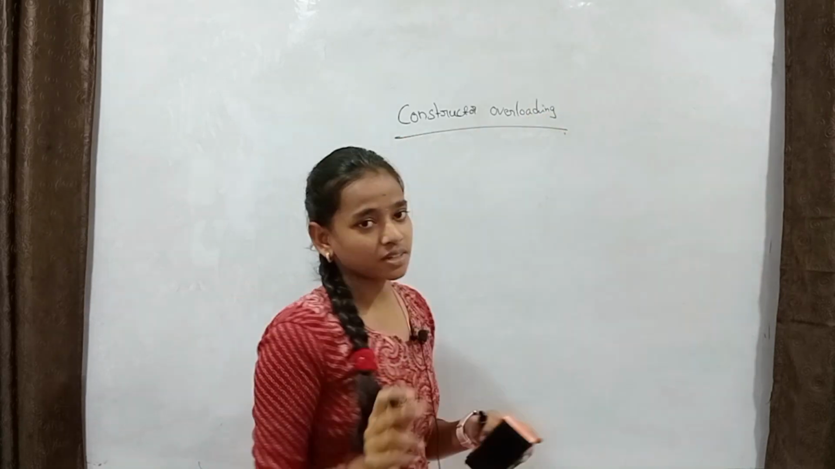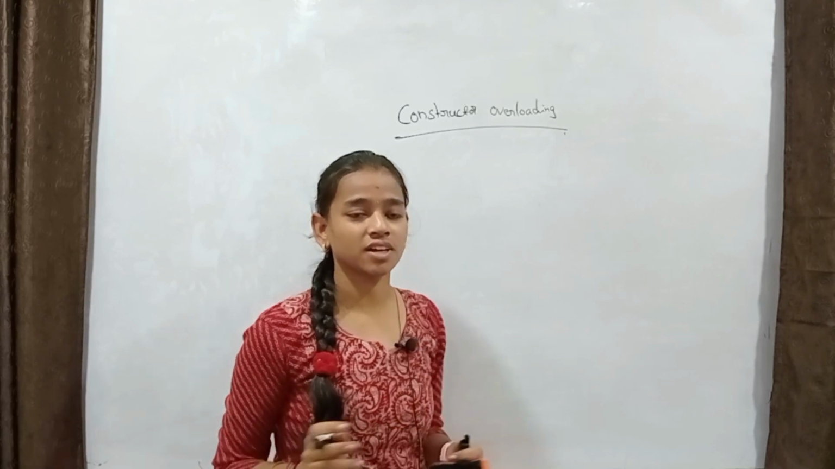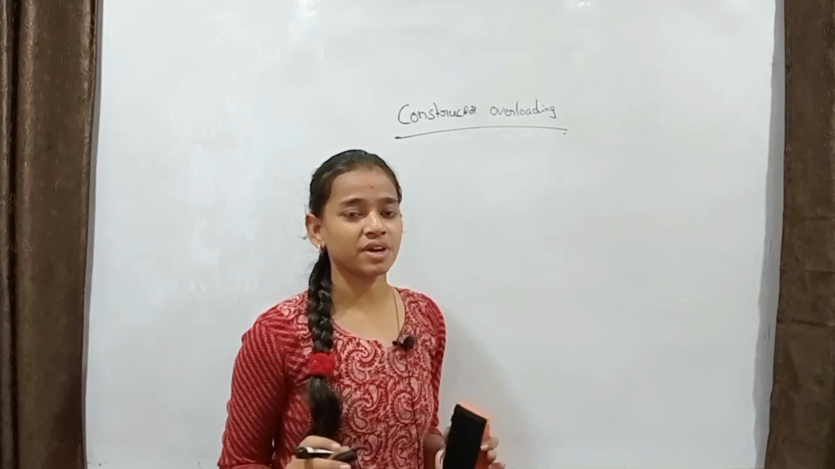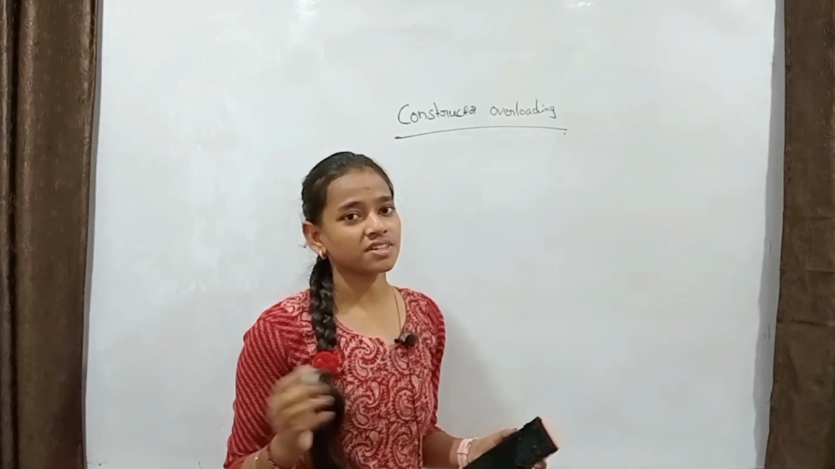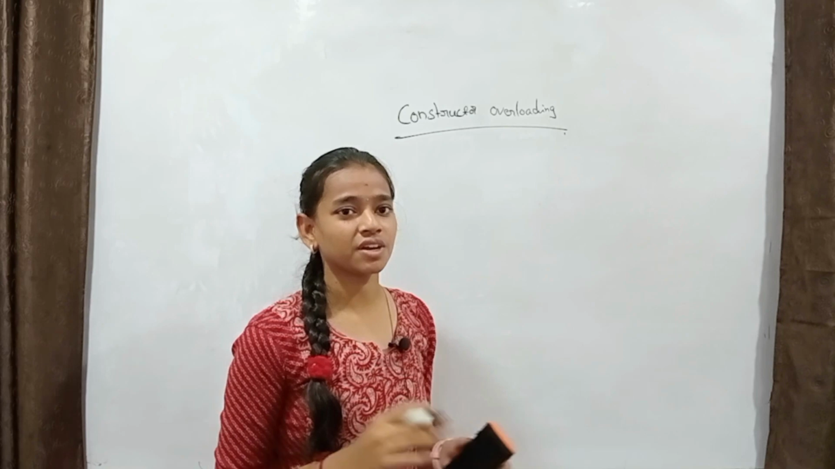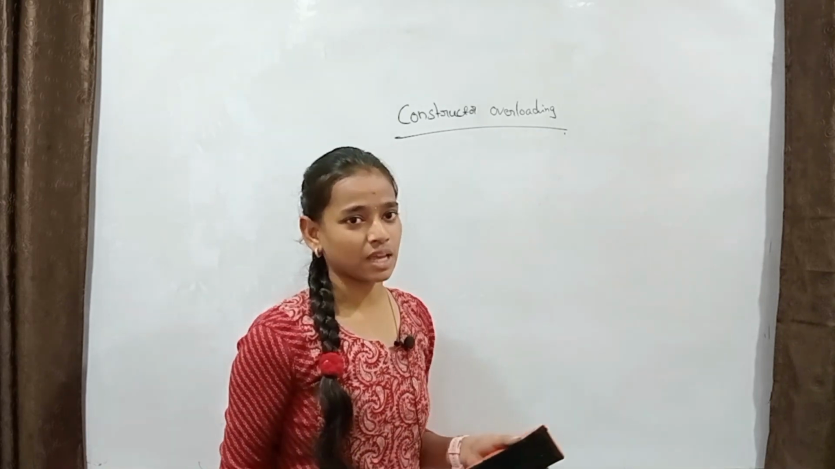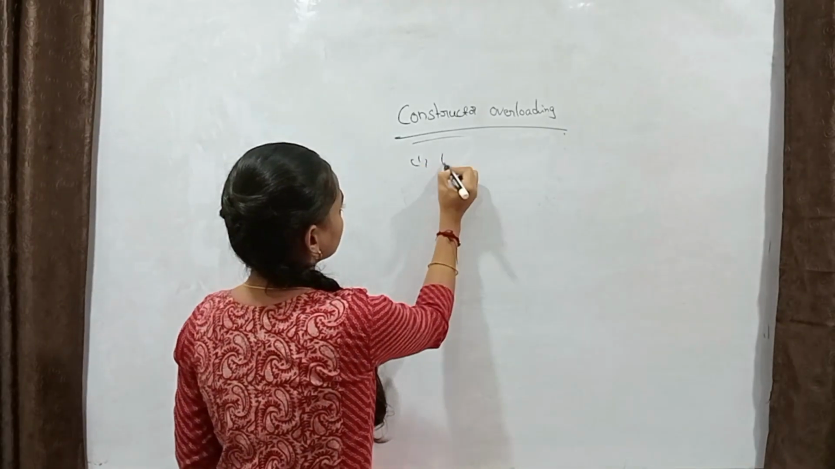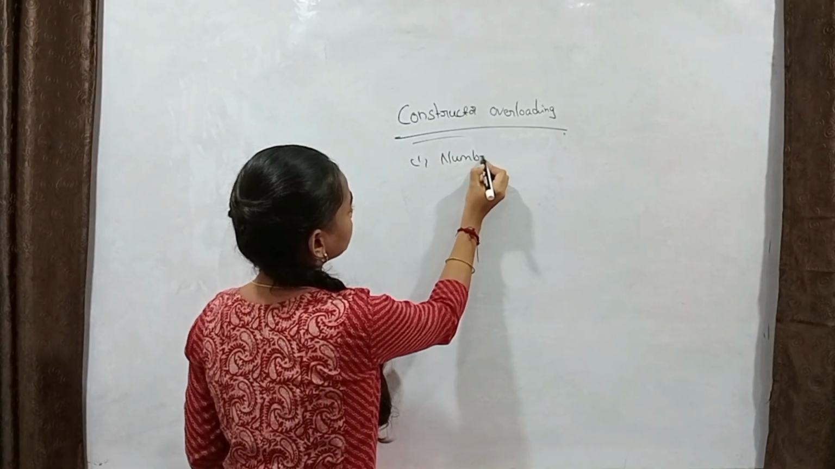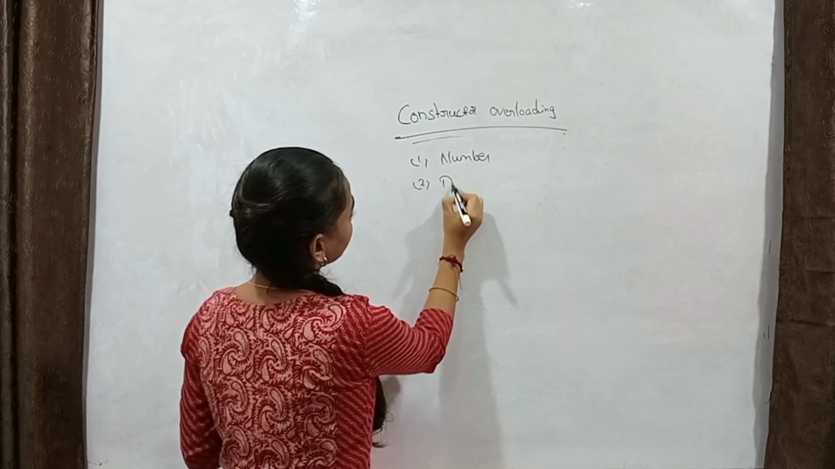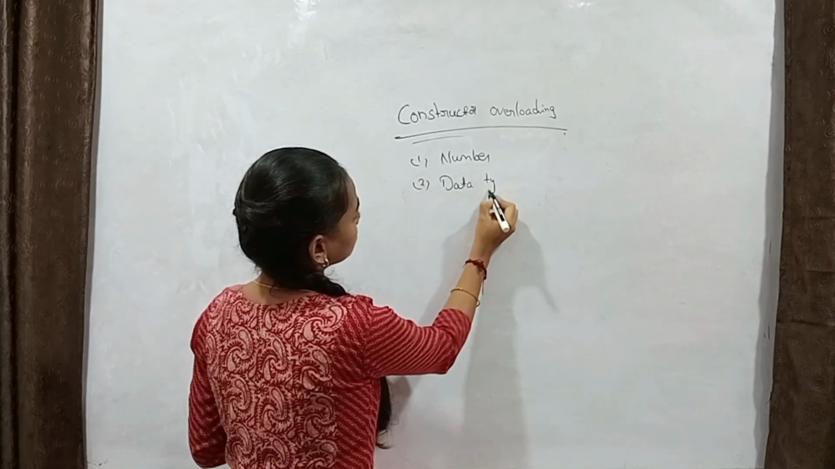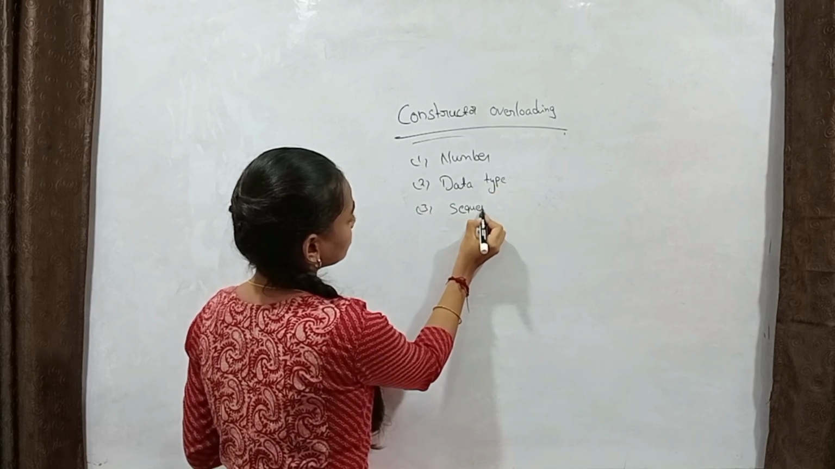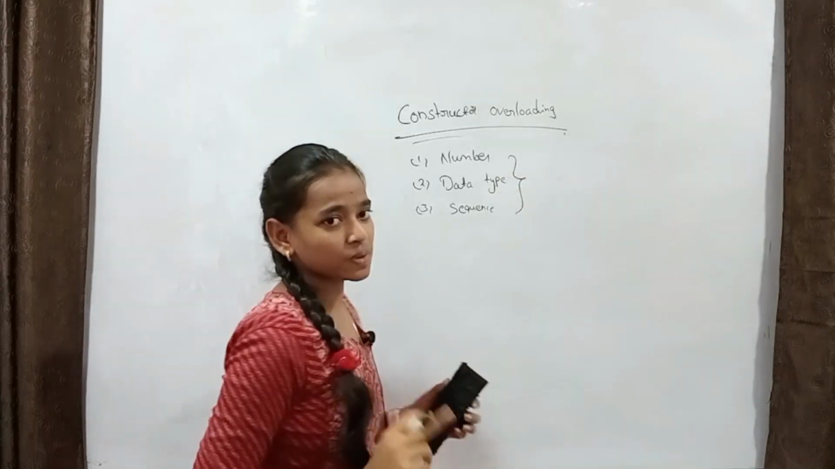So, what is constructor overloading? It is the technique of having more than one constructor with different parameters. They are arranged in a way that each constructor performs different tasks, and they are differentiated by the JVM depending on the number of parameters and their types. So, in constructor overloading, there are three types. First one is number, the second one is data type, and the third one is sequence. So these three I will explain with an example.